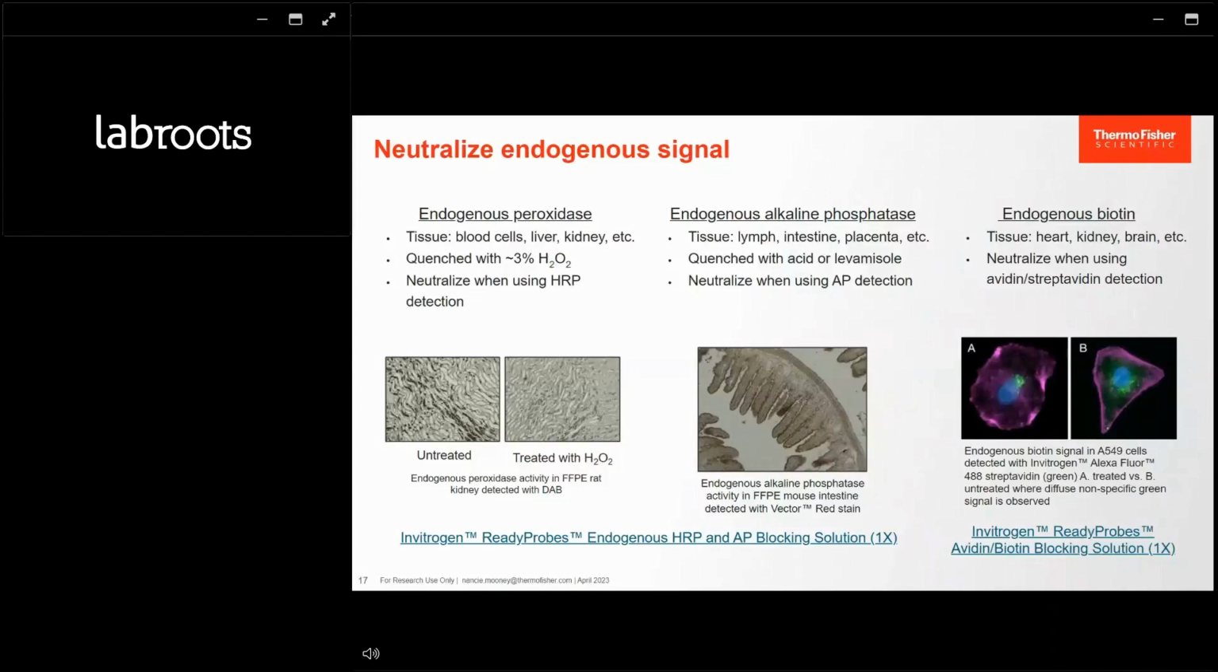There is also ReadyProbes' endogenous HRP and AP blocking solution that I strongly suggest. It's a one and done solution where you don't have to think about this nearly as hard. Another thing to consider is, of course, that some tissues have endogenous biotin in them and need to be neutralized if you're using a streptavidin detection system. And again, ReadyProbes has a solution for that as well.